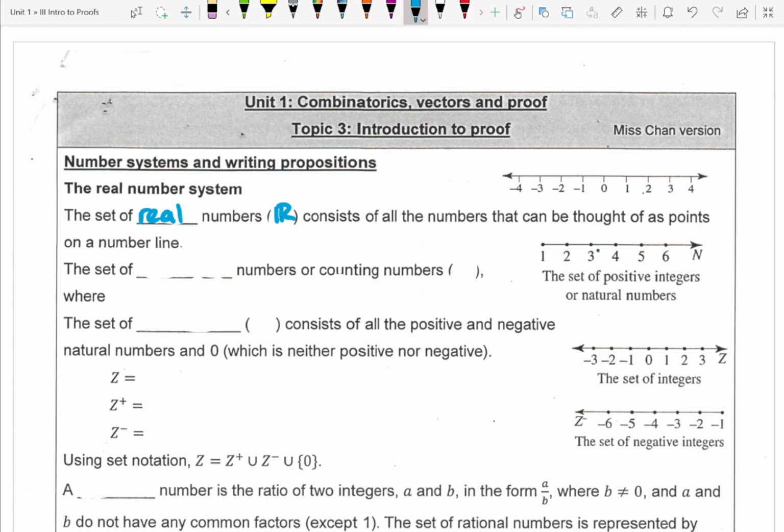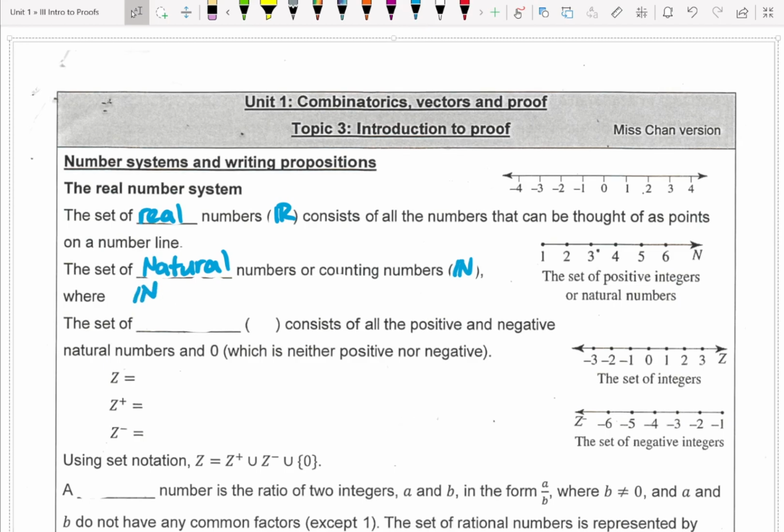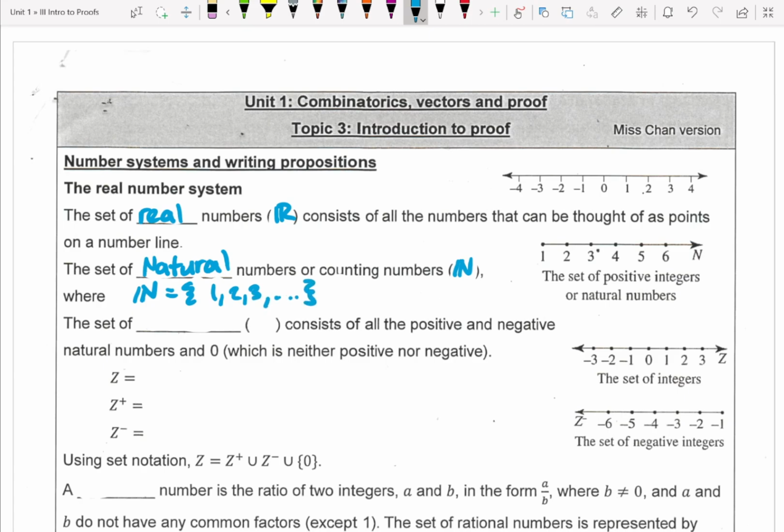Now, a smaller set than the real numbers is the set of natural numbers. Natural numbers are our counting numbers. It's denoted as boldface N, which is an N with two lines on the left. That's numbers like 1, 2, 3, 4, 5, 6, and so on and so forth. So N is equal to the set of 1, 2, 3, and so on. That's our set.